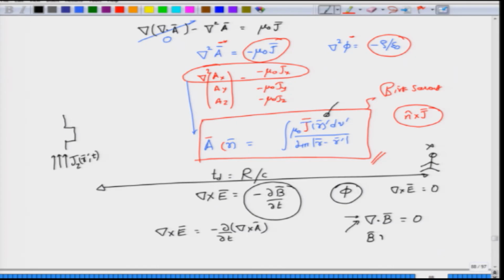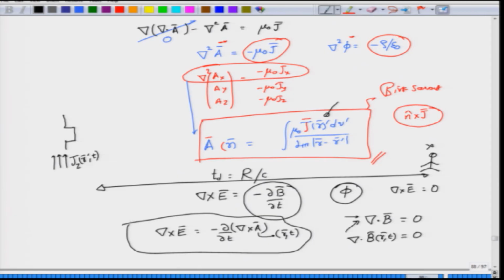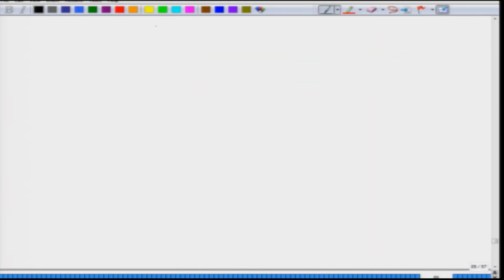So, even when the fields are changing with respect to time, del dot B as a function of both space and time is equal to 0, so the corresponding B can always be expressed in terms of the vector potential A, except that A is now varying with respect to both R and T. So, you get this sort of intermediate equation, and what we do now is write del cross E, which is now a function of both R and T, as minus del by del T of del cross A of R, T.